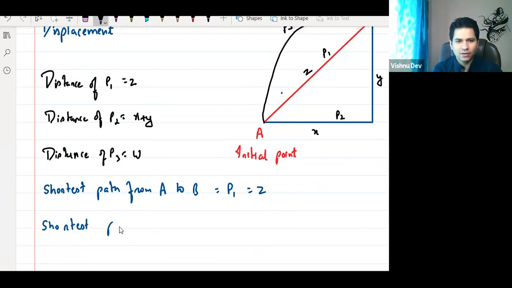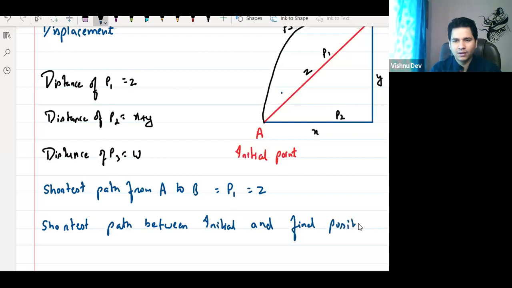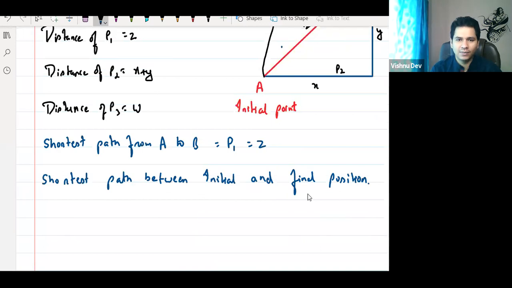Shortest path between initial and final position. Remember, initial and final position, okay, right? The shortest path between initial and final position is called displacement. Did you understand? Displacement, right? And it is always a straight line.